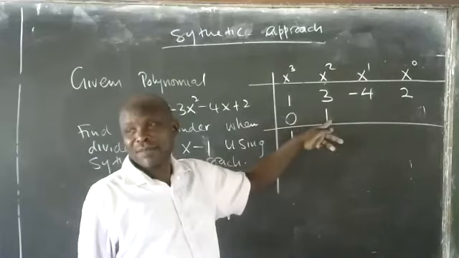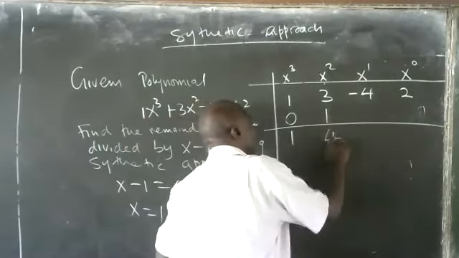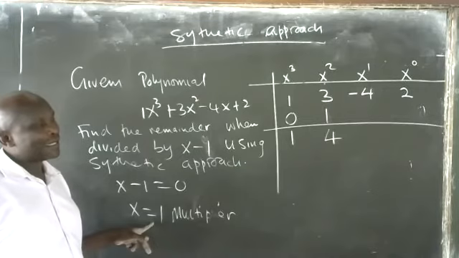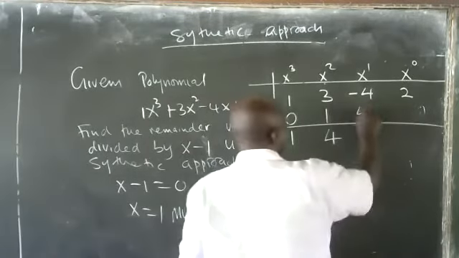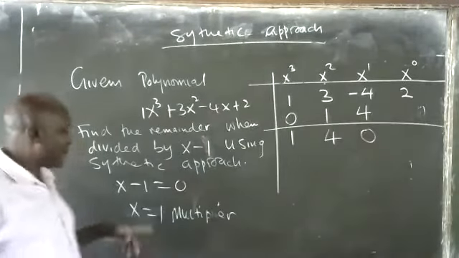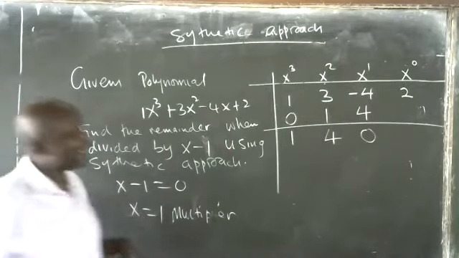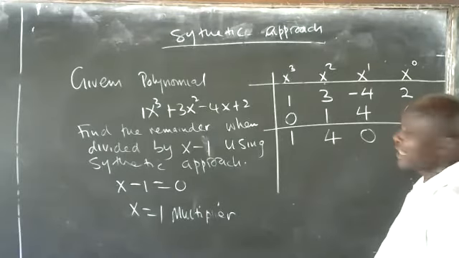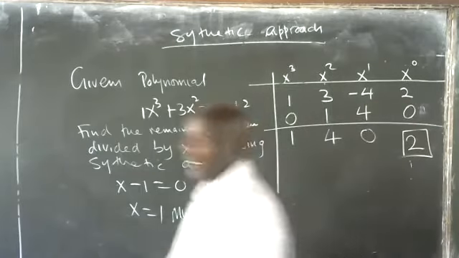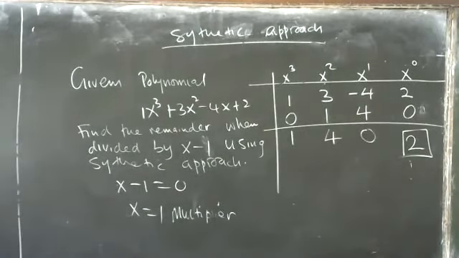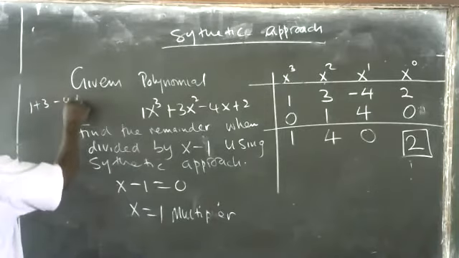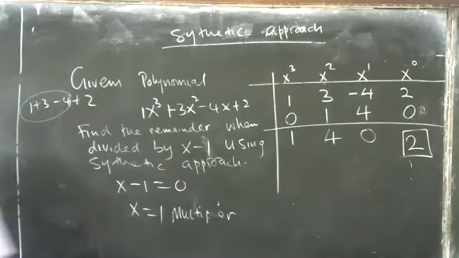And again, three plus one? Four. Then you multiply by one. You get four, and you put four here. And you have zero times zero, and put it here. Then add. So this is it. You have one plus three minus four plus two, and the answer will be what? So this is what they call a synthetic approach.